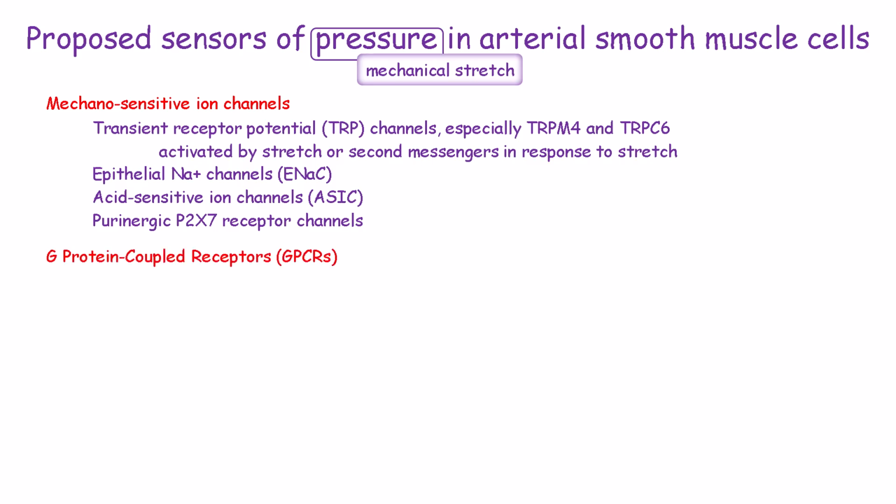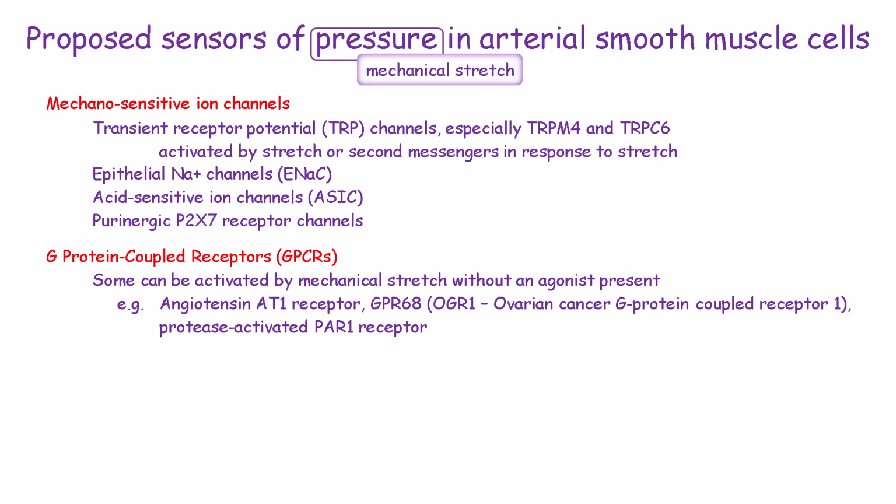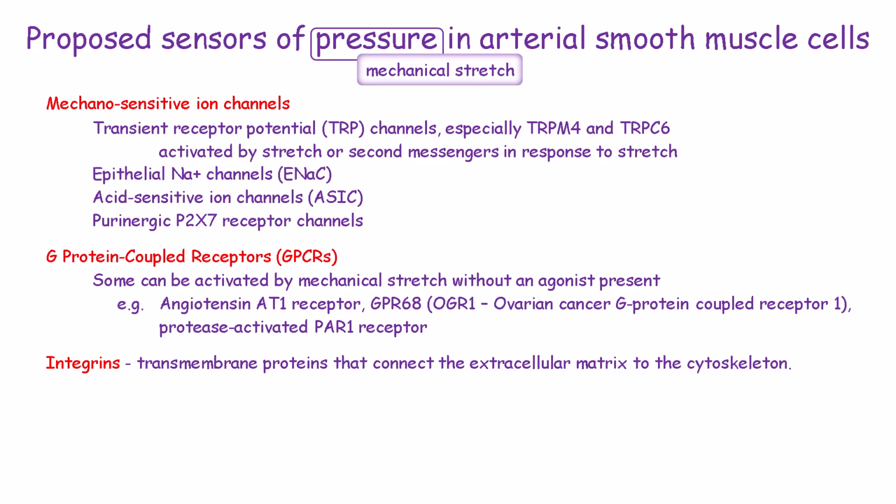Some G-protein coupled receptors have been found to activate when the membrane is stretched, even in the absence of an agonist. There is strong evidence for angiotensin I receptors in the initiation of myogenic tone. For example, myogenic tone is suppressed by angiotensin receptor antagonists like losartan in the absence of angiotensin. Integrins are transmembrane proteins that link the contractile machinery of the smooth muscle cell to the extracellular matrix. They can sense stretch in the artery wall and stiffness in the extracellular matrix. Without integrin function, myogenic tone is impaired.